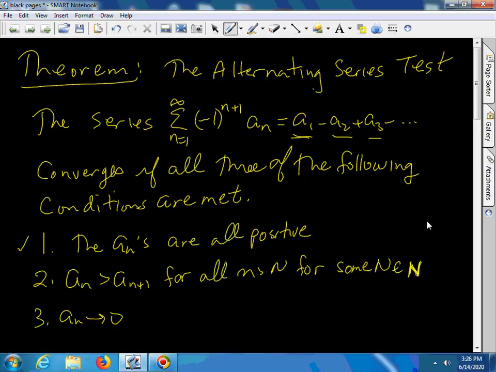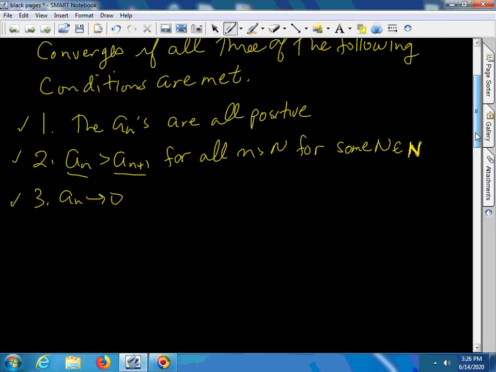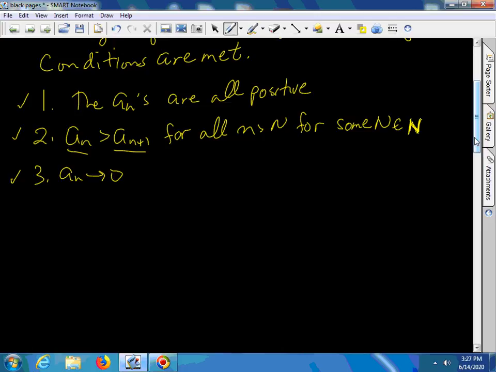The terms are all positive. At some point, a_n is always bigger than the next term. That is, the terms are getting smaller, and a sub n must approach 0. Assuming that those three conditions are met, the series will converge.